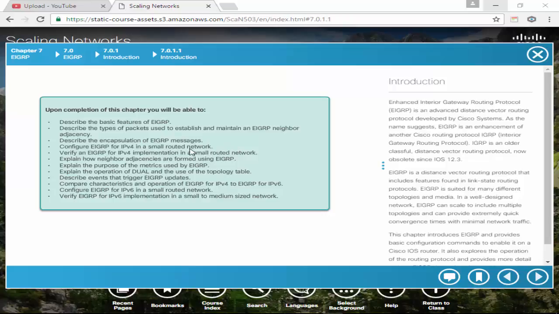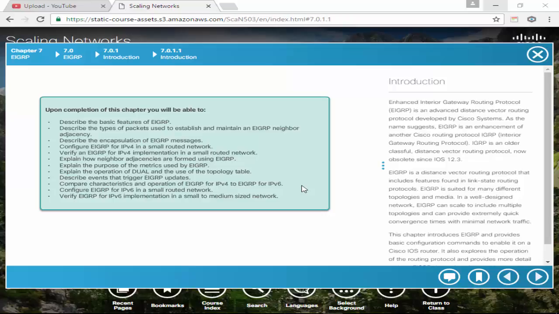Describe the basic features of EIGRP. Describe the types of packets used to establish and maintain an EIGRP neighbor adjacency. That's probably the worst part. Describe the encapsulation of EIGRP messages. Configure EIGRP for IP version 4. Then configure and verify it for IP version 4 around a small routed network.